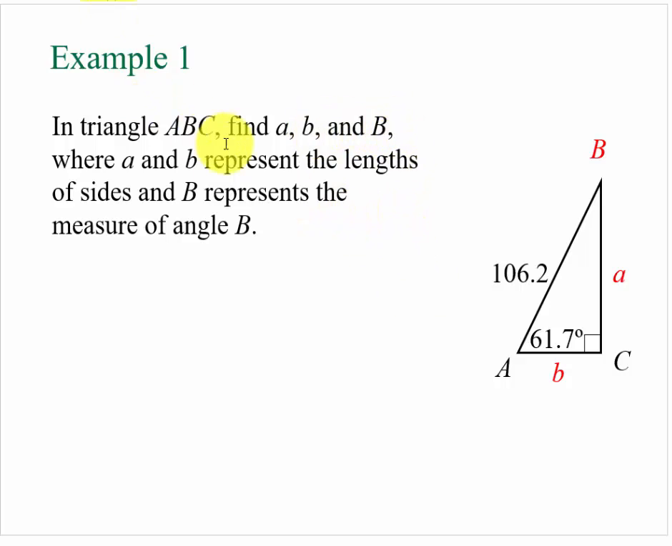Now, one thing I want to point out is that uppercase letters are the angle measurements and lowercase are the length measurements, and that is always the case. So if I look at the angle that I'm given and identify the opposite, adjacent, and hypotenuse, so this would be my opposite, this would be my adjacent, and this would be the hypotenuse.